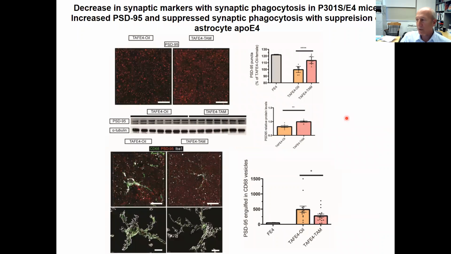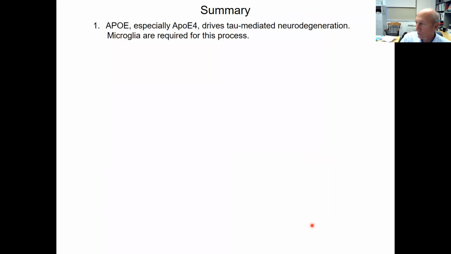And then finally, if you look at synapses in these mice, you can see that staining with a postsynaptic marker PSD95, there's a decrease in the synaptic puncta in tau E4 mice that is improved when we remove astrocyte E4. And then if you look at the microglia in these regions, you can see that there is phagocytosis of PSD95 positive synapses by microglia. And if we lower astrocyte E4, you actually see a decrease in synaptic phagocytosis that's illustrated in this graph. So I'll end the talk just by summarizing the last part.